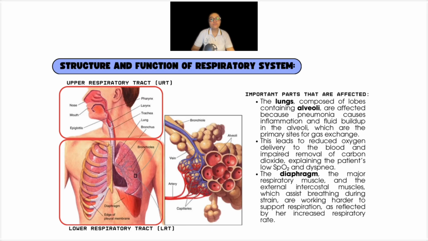The lungs, composed of lobes containing alveoli, are affected because pneumonia causes inflammation and fluid buildup in the alveoli, which are the primary sites for gas exchange. This leads to reduced oxygen delivery to the blood and impaired removal of carbon dioxide, explaining the patient's low oxygen saturation and dyspnea. The diaphragm, the major respiratory muscle, and the external intercostal muscles, which assist breathing during strain, are working harder to support respiration, as reflected by her increased respiratory rate.